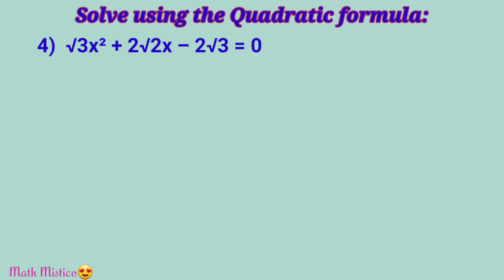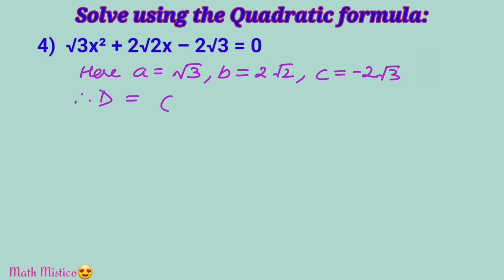Next is root 3 x square plus 2 root 2 x minus 2 root 3 equal to 0. It may seem very difficult to solve, but it is not. Just be a little more careful while using the values. And don't forget to check the standard form. So here we have a equal to root 3, b equal to 2 root 2 and c equal to minus 2 root 3. So discriminant will be 2 root 2 square minus 4 into root 3 into minus 2 root 3.